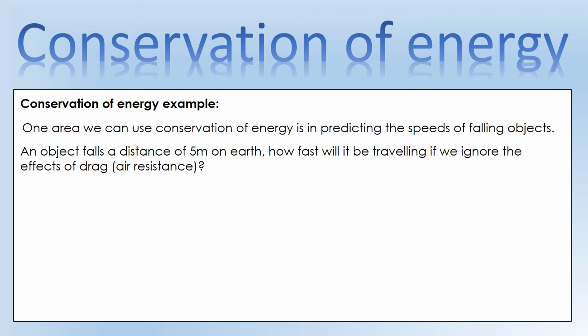The starting point for this is going to be calculating how much GP the object loses. We don't know the mass, so I'm just going to leave it as an m, and it's going to turn out later on we don't need to know the mass. We're on Earth, so g is 10, and then our height change is minus 5 because it's falling a distance of 5 meters. So the GP lost is 50 m. Therefore, we can conclude that the object gains 50 m of kinetic energy.